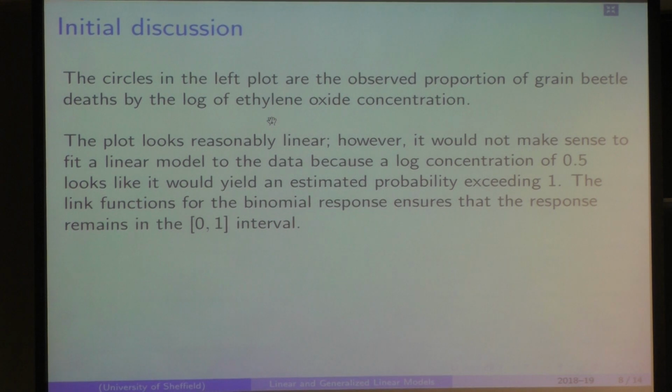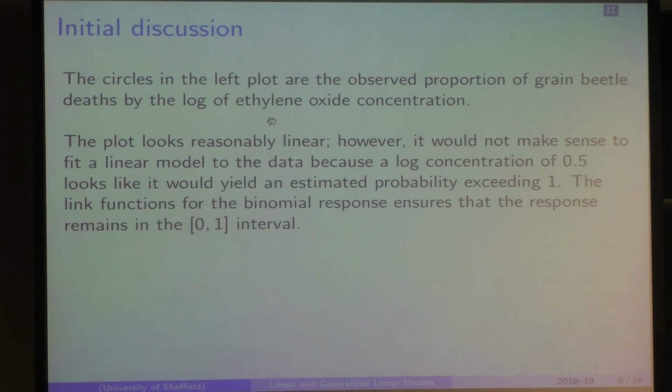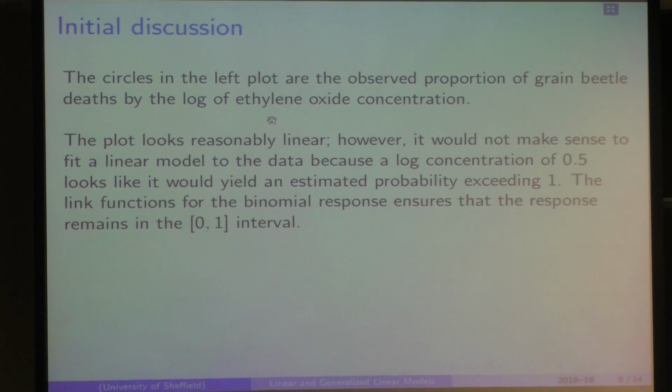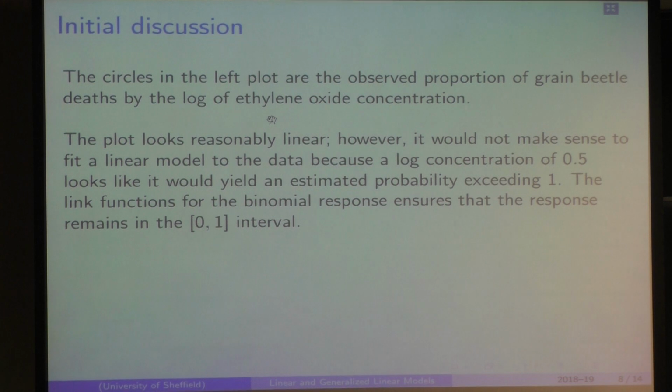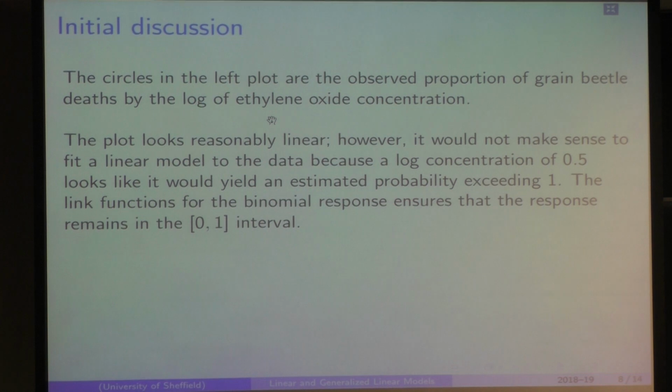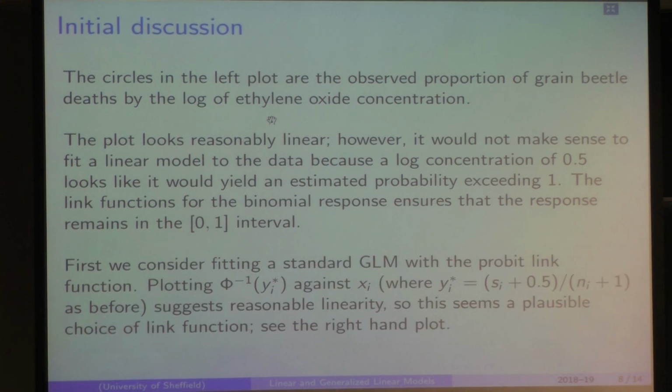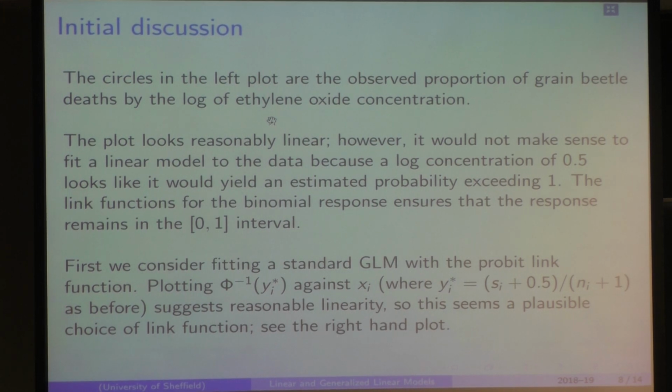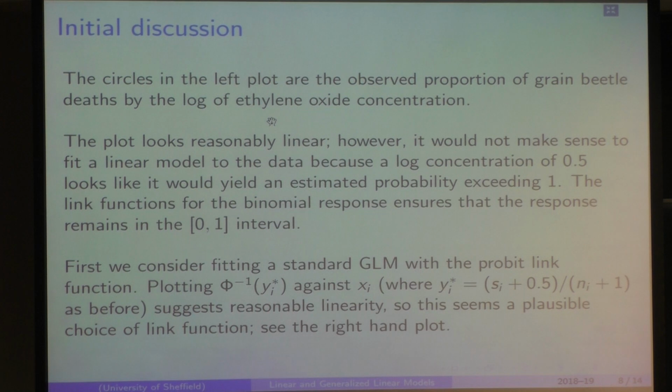it's clear that if we made the concentration big enough, a linear model would predict that the probability of the beetle dying would exceed 1. If we use our standard link functions for binomial responses, we won't get that problem. We'll get probabilities between 0 and 1 for all values of the log concentration. Okay, so if we look at the probit plot, as I've said, it looks reasonably linear. So a binomial GLM with a probit link would be a good place to start.